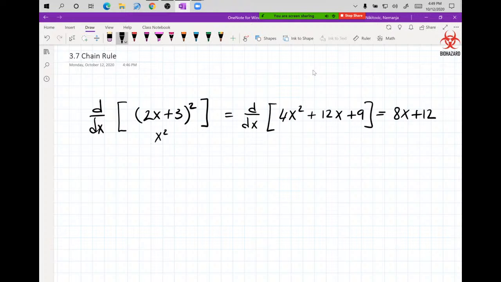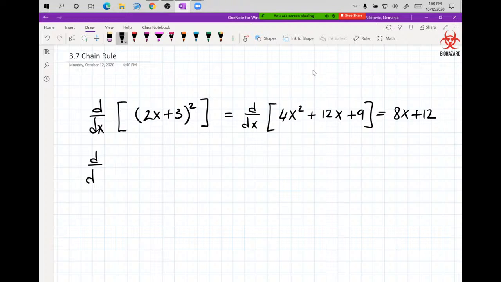It's x squared, and then 2x plus 3 is kind of nested inside of x squared. So we didn't have the method to deal with that, which is the chain rule. So instead we FOILed and then we did this.